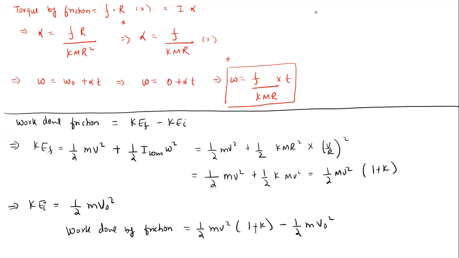Okay, did you understand this? Yes or no? Okay, so work done by the friction force will be equal to half mv square 1 plus k minus half mv naught square. We can also find the work done by friction in another method also. Can you think of that method? How can we find the work done by the friction force?